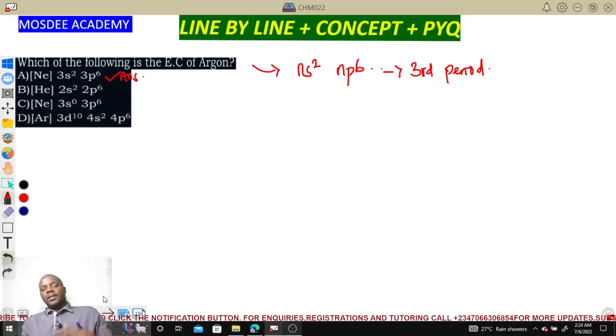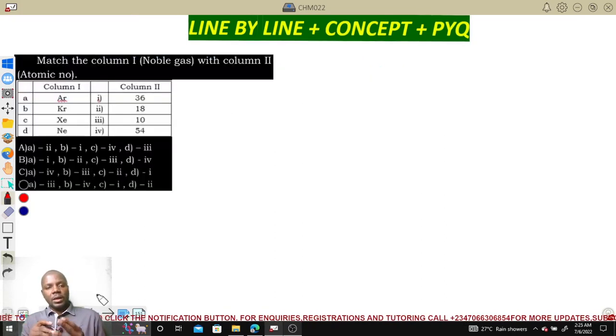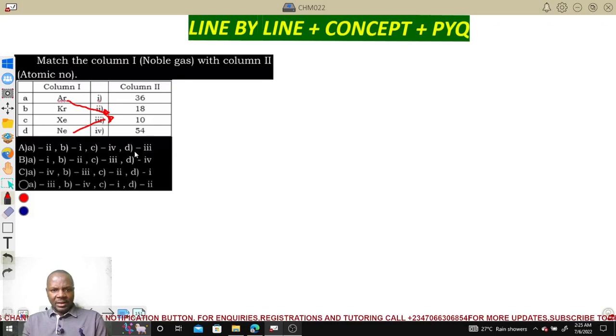Next question. The next question is, match the column 1 noble gas with column 2 atomic number. I think this should be very easy for us. It should be easy peasy. Everybody knows neon is number 10. So maybe D, or how do we do it? D is Roman figure 3. You know that. Argon is number 18. I hope you still remember that. So neon is number 10, so D is 3. Only one has D is 3.